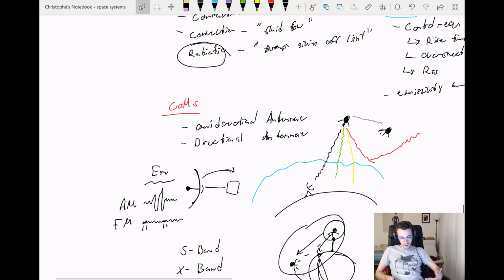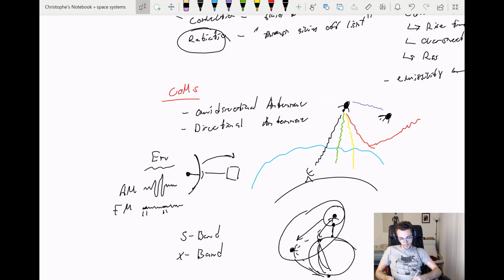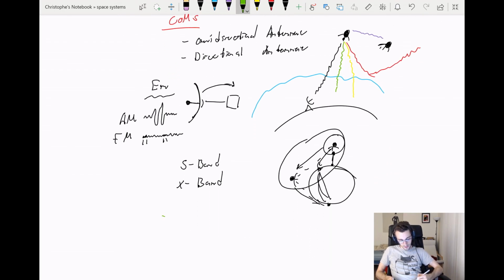So yeah, that's kind of the purpose of communications. It's to transfer information between one satellite and another.